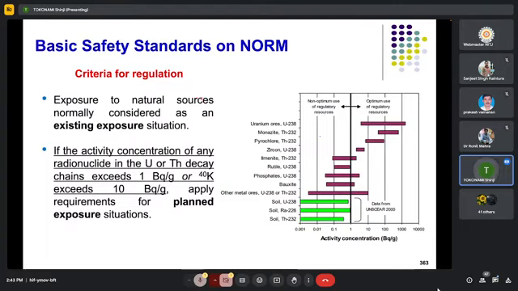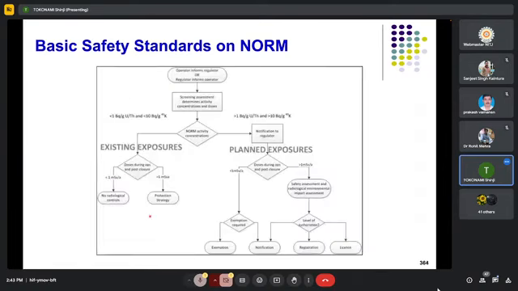Exposure to natural sources is normally considered as an existing exposure situation. If the activity concentration of any radionuclide in the uranium or thorium decay chains exceeds 1 becquerel per gram, or potassium-40 exceeds 10 becquerel per gram, apply requirements for planned exposure situations.